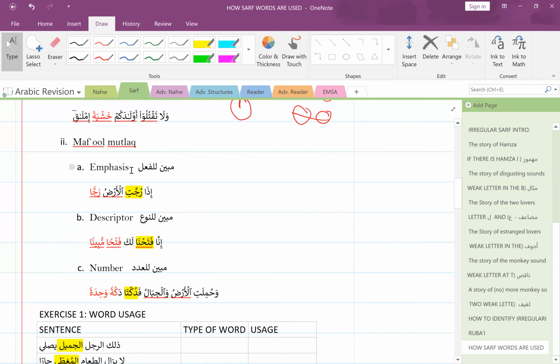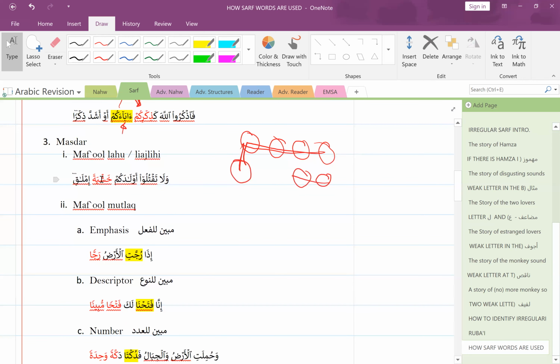So there's the maf'ul mutlaq that adds emphasis to the fi'l. We are all familiar with this. When the fi'l is repeated, basically, إذا رجت الأرض رجا. You see the same verb is rujja, and the masdar is rajja. So the masdar is repeated. This masdar then becomes a maf'ul mutlaq. Maf'ul mutlaq is always a masdar, just like maf'ul li ajlihi is going to be a masdar, or sometimes it comes with li. But most of the time it's going to be a masdar.